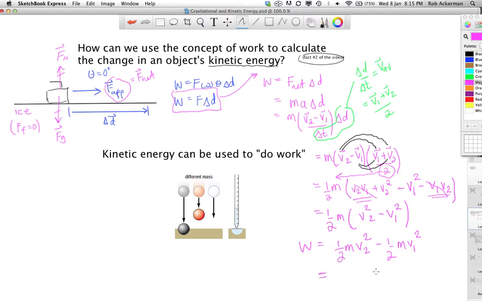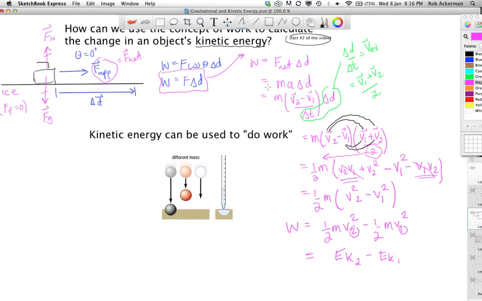And if you look at what we have, this is a 1/2 mv final squared, and this is a 1/2 mv initial squared. When you have a final something minus an initial something, we call it a change. Well, this is actually what we call EK, kinetic energy final. This is kinetic energy initial, and what you've actually calculated here is called the change in kinetic energy. In other words, work has been done to change the energy of movement. And there you go. There's another example of how work can affect an object.